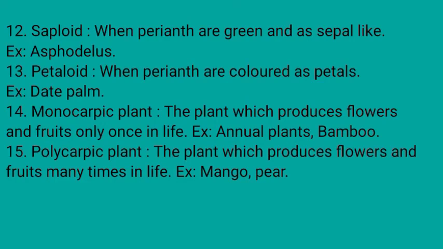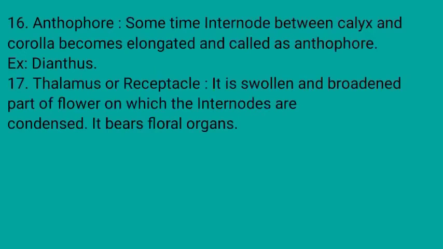Example, mango and pear. Anthophore. Sometimes the internode between calyx and corolla becomes elongated and is called anthophore. Example, dianthus. Thalamus or receptacle. It is a swollen and broadened part of the flower on which the internodes are condensed. It bears floral organs.